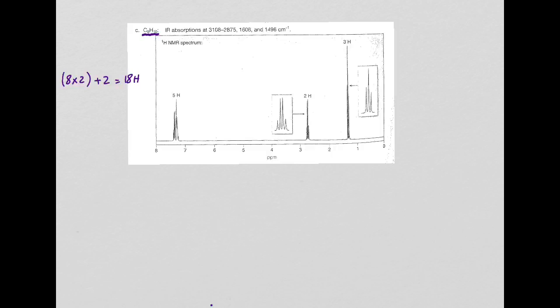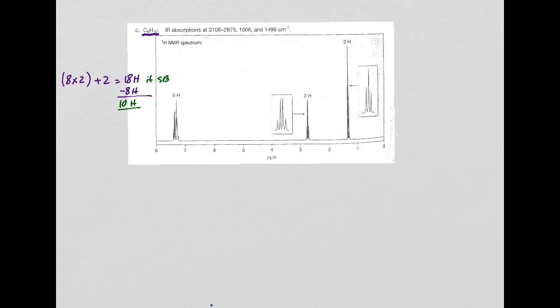Okay, so for our number of hydrogen, we have 8 carbon, 8 times 2 plus 2, that's 18, if everything was single bond. If we had nothing but single bonds. But how many hydrogen do we actually have? We actually have 10 hydrogen, okay? We actually have 10 hydrogen, so we are missing 8 hydrogen.